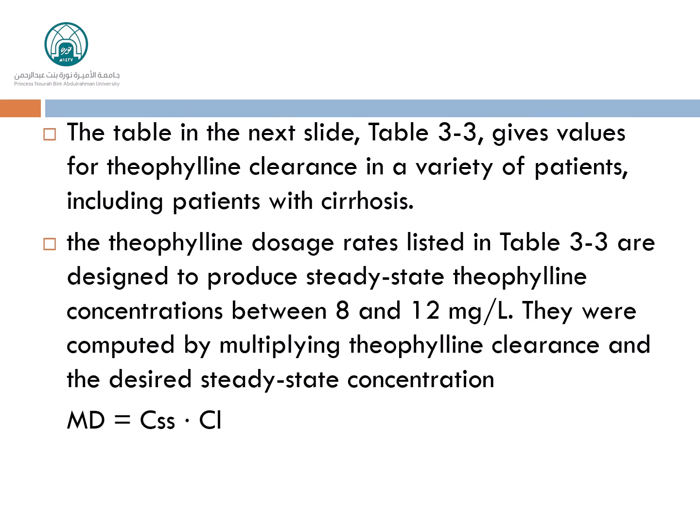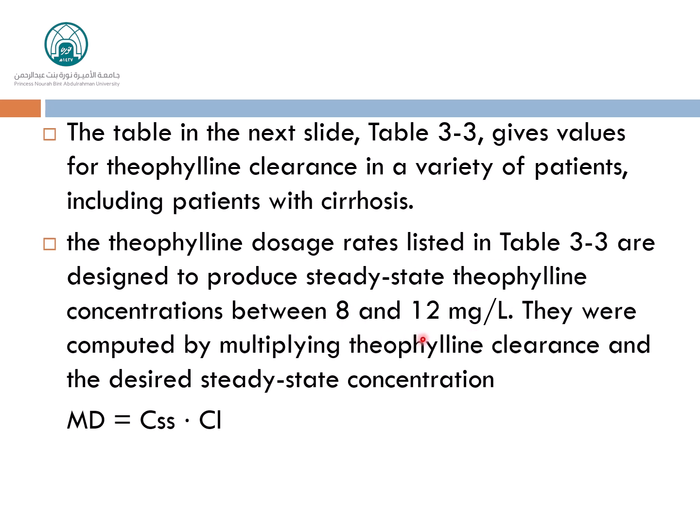Now, the table in the next slide, 3.3, gives values for theophylline clearance in a variety of patients, including patients with cirrhosis. As an example, we are talking about theophylline. Theophylline is used as a bronchodilator for asthmatic patients. The theophylline dosage rates listed in the table are designed to produce steady state theophylline concentrations of 8 to 12 milligrams per liter.